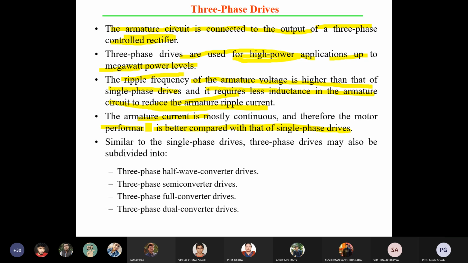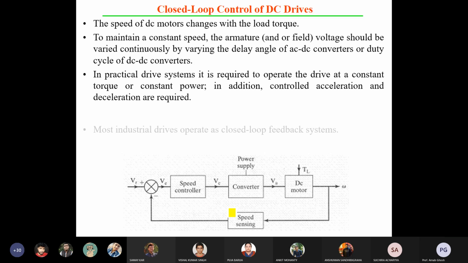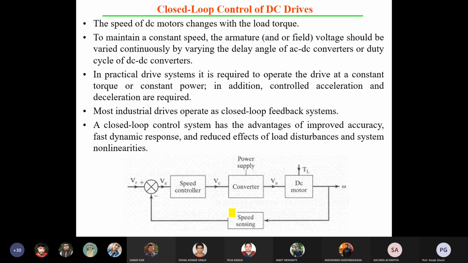Okay, similarly to single phase drives, three phase drives are also subdivided into four types. Here you can see half wave converter drives, three phase semi converter drives, three phase full converter drives, and three phase dual converter drives. These are all very important and interesting. That portion you can also follow in any of the standard books. For your benefit, I think you are able to understand the motivation of this subject and how it works with our regular system. That correlation is very important.